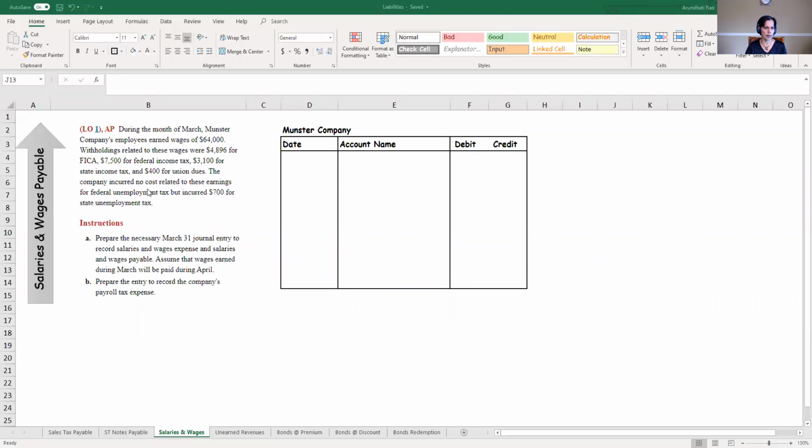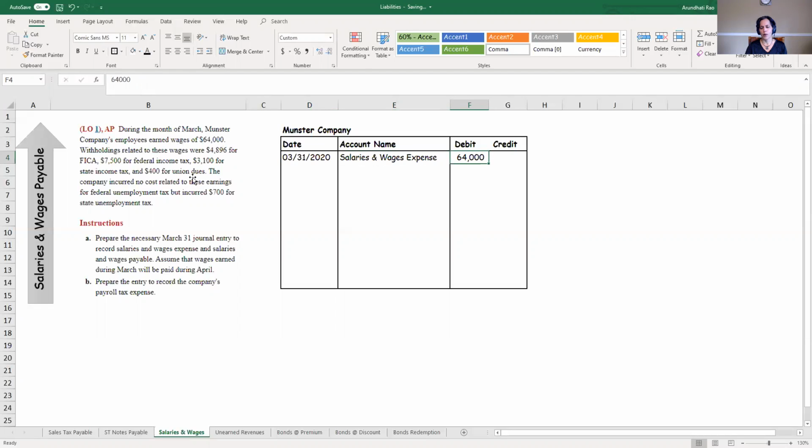So let's look at all of this information again and see what it means. The employees have earned a total of $64,000. So let's start out with the easy part, which is we write the date and we write down salaries and wages expense, and they have earned $64,000.